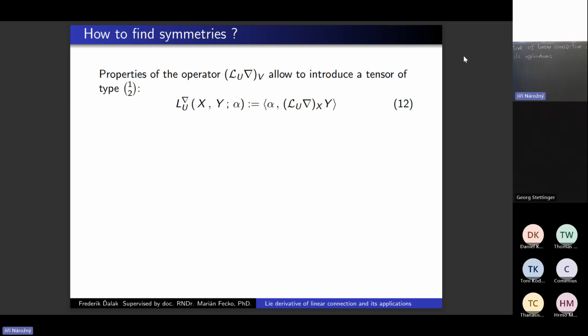Especially once we consider a symmetry vector u, then the operator is always going to vanish, and that is going to lead to the fact that also the tensor field is going to vanish. So to say that the vector field u is a symmetry of the linear connection nabla is the same as to say that the L tensor field is going to vanish for the given vector u. So in the language of the vanishing of this tensor, we are going to be able to formulate our equation for the symmetries.